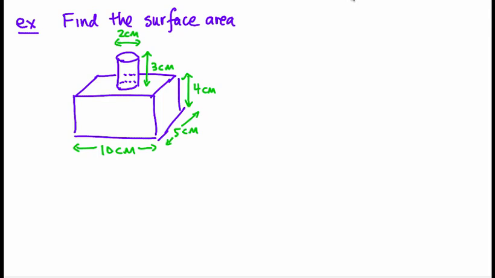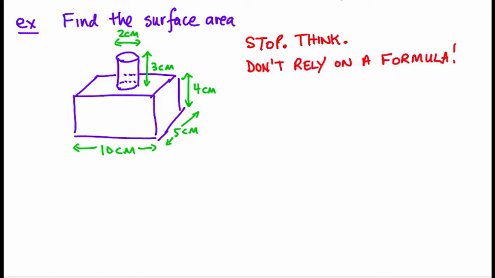Now at this point, I really encourage you to not immediately jump to looking for a formula that's going to work. Instead, stop, think, and work through the problem slowly, not relying on a formula. So we do want to calculate the surface area. Let's use the method that we've used before, where we start to look for similar sides and label them.